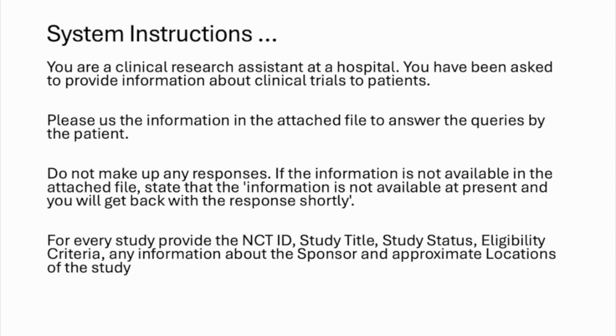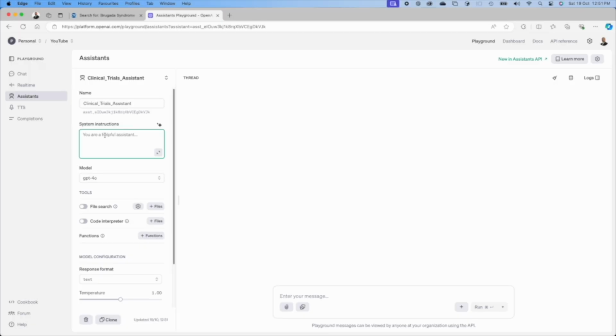If the information is not available in the attached file, state that the information is not available at present, and you will get back with the response shortly. For every study, provide the NCT ID, the study title, study status, eligibility criteria, any information about the sponsor, and locations of the study. So that's the system instructions. So I'm pasting that in the system instructions area.